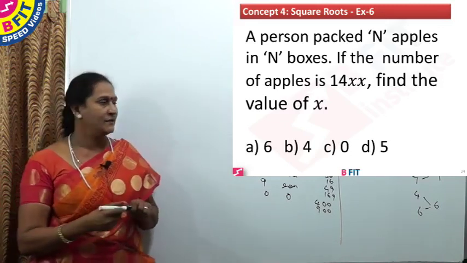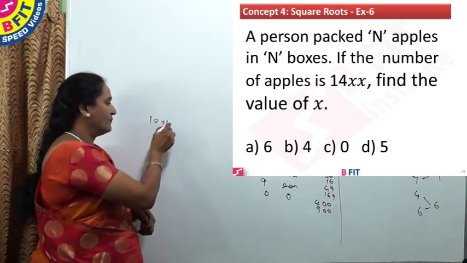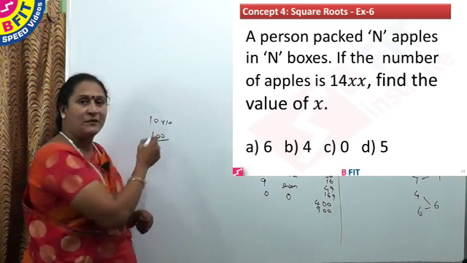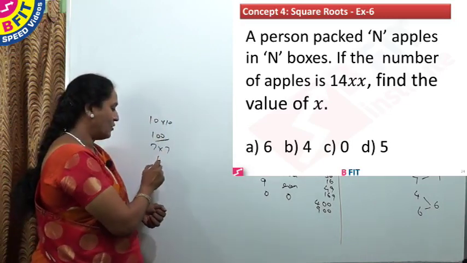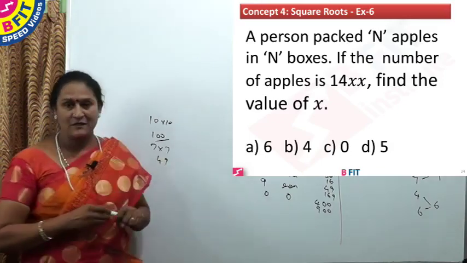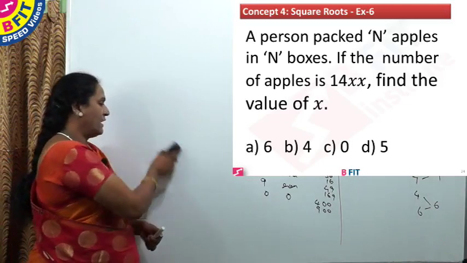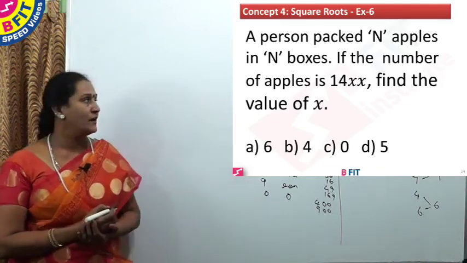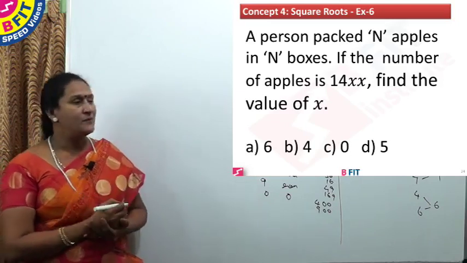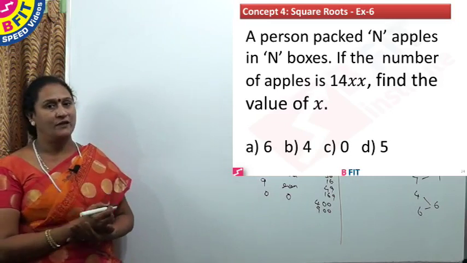Suppose he packs 10 apples in 10 boxes. The number of apples will be 100. So if he packs 7 apples in 7 boxes, the number of apples will be 49, which is a square number. So n apples in n boxes means it is n square. It will be a square number. And the number of apples given is 14xx. So we are asked to find the value of x.